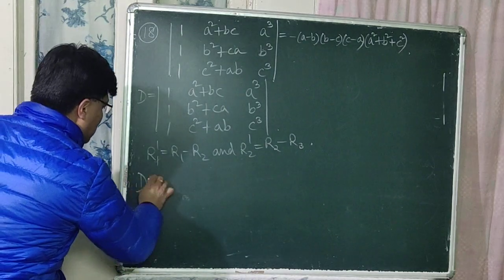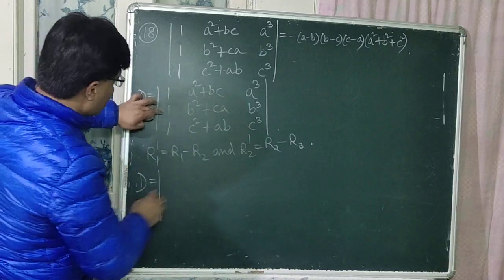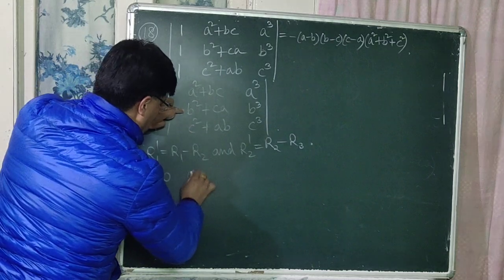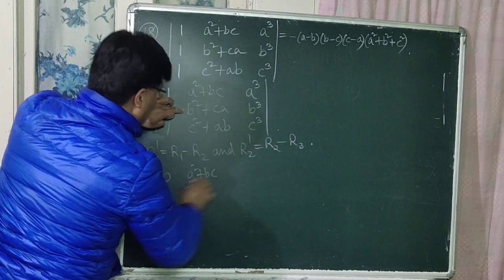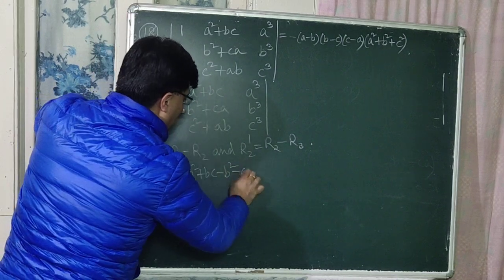So now D is equal to, now row 1 is changing. R1 dash means new row 1: 1 minus 1, 0. This minus this: A square plus BC, right? Then minus B square minus 1 plus minus CA.